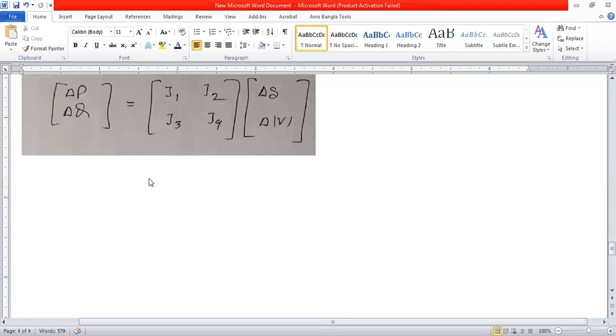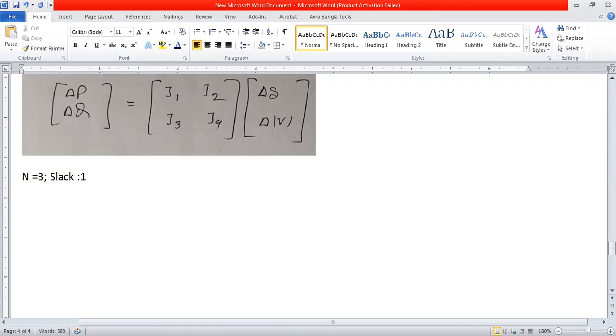So by using the Newton-Raphson method, this is the general equation. This is the power mismatch matrix, this is the correction matrix, and this is the Jacobian. Now, for an example, let's consider a 3-bus power system, in which bus 1 is a slack bus.